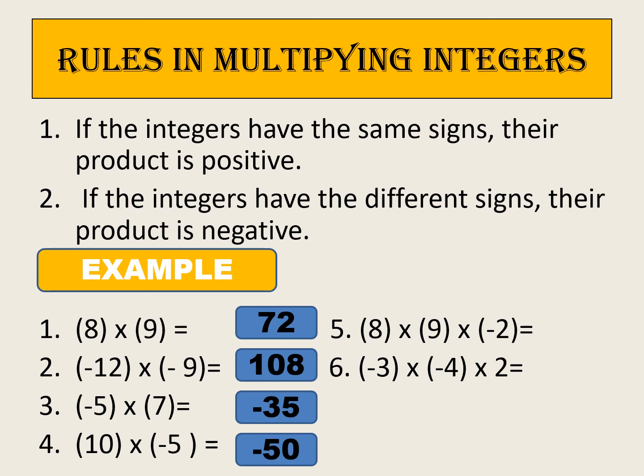Number 5, 8 times 9 times negative 2. The answer is negative 144. 8 times 9 is positive, times negative 2, so the result is negative 144. And last, negative 3 times negative 4 times positive 2, the answer is positive 24. Negative 3 times negative 4 is positive 12, times 2, so the result is positive 24.